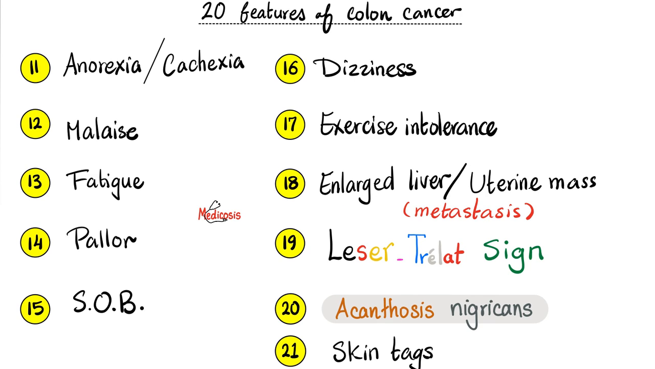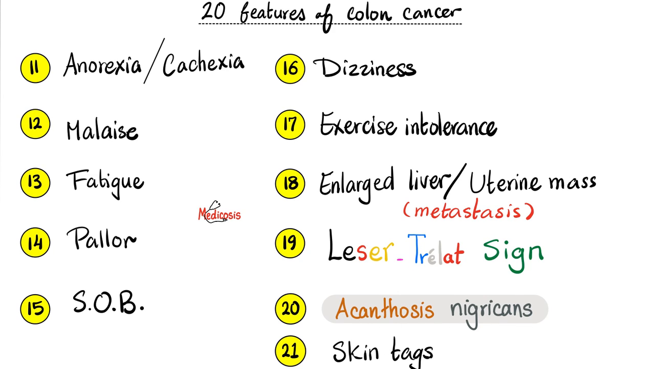Enlarged liver. Why? Maybe the colon cancer has metastasized to the liver. Or uterine mass. Could be because my colon cancer metastasized to the uterus, and this can mimic a fibroid. The explosive eruption of pigmented skin lesions, Leser-Trélat sign.